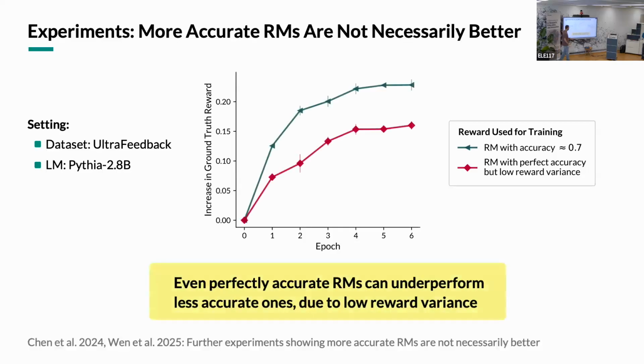And what happens is the red reward model, despite being perfectly accurate, leads to a significantly slower optimization. And so it leads to a slower ground truth reward increase, even though it is perfectly accurate. And more broadly, in other results in our paper and also a couple of other works, you can see that in general, accuracy and how good the reward model is are not that correlated, at least not strongly. Okay, so accuracy is beneficial, but it's not enough to tell you whether the reward model will be good.